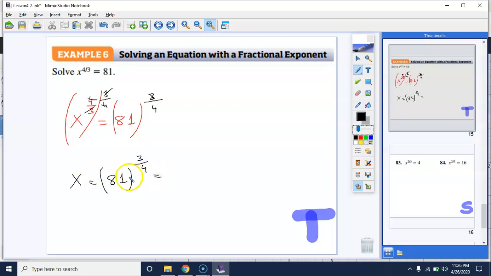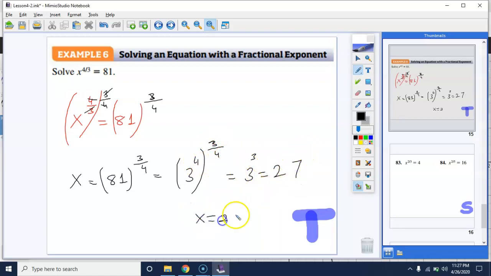At this point, you can use a calculator, or you can do it this way. I know that 81 is 3 to the 4th power, to the power 3 over 4. As I mentioned, if you have double exponents, just multiply them. 4 times 3 is 12, divided by 4 is just 3. 3 to the 3rd power is 27. So x equals 27. That's my answer.